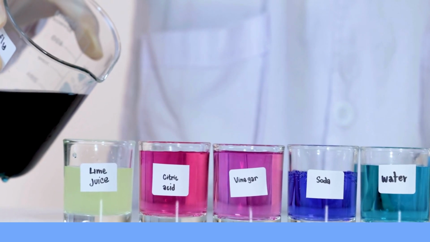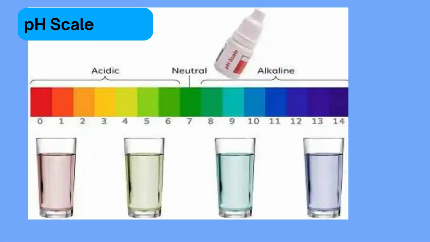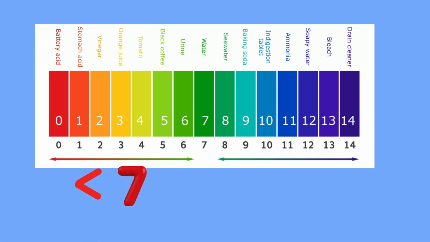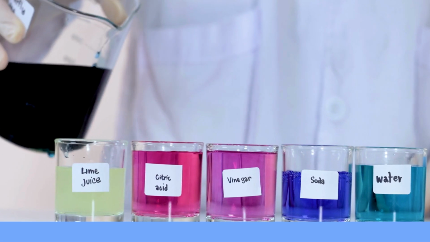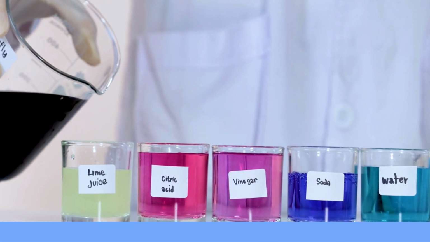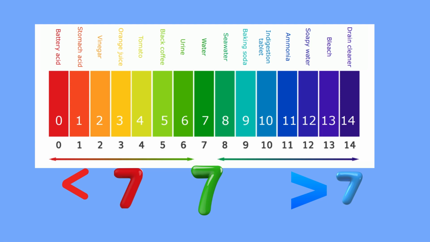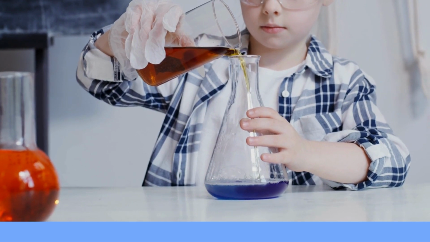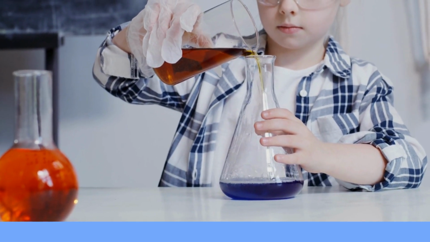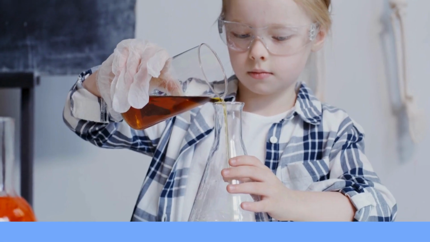These color changes help us understand the pH scale, which ranges from 0 to 14. Substances with a pH less than 7 are acids, more than 7 are bases. And exactly 7 is neutral, like pure water. By observing these reactions, we learned how acids and bases behave differently, and how indicators can reveal their strength in a fun and visual way. This is a great example of how chemical reactions can be seen with our own eyes.